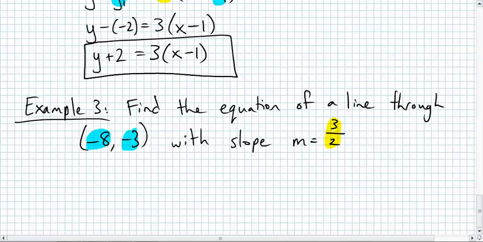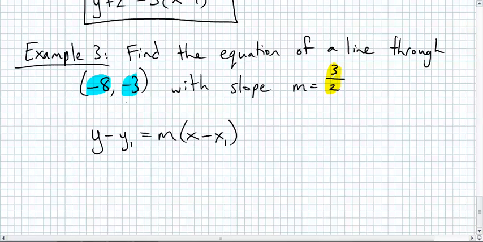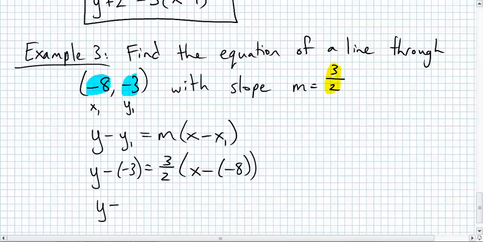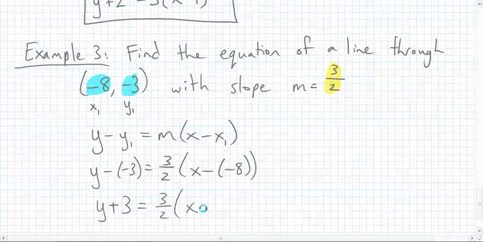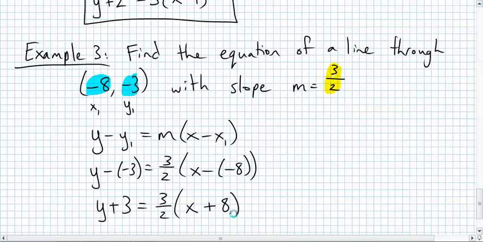So what I can do is just take the point slope formula for a line, which tells me that y minus y1 equals m times x minus x1. So instead of y1, I'll put the y-coordinate of my first point. Instead of m, I'll put the slope, 3/2. Instead of x1, I'll put the x-coordinate of my first point, -8. And I get y plus 3 equals 3/2 times x plus 8. And that's my answer. There's an equation of a line that has a slope of 3/2 and goes through the point -8, -3.